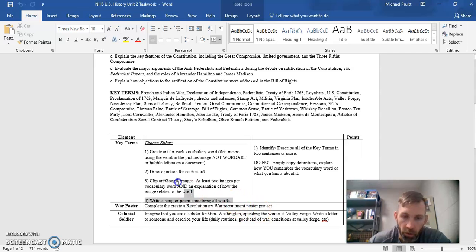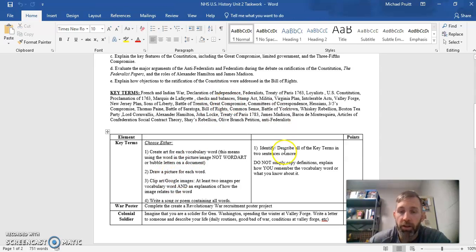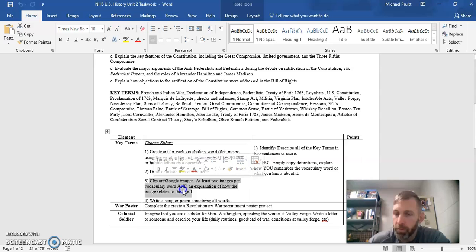You then also have to choose one of these activities from this box. So for each word, you're going to have 2 things. You're going to have a 2-sentence definition in your own words, and then something from this box. The easiest thing that I can suggest to you guys is to do the clipart/Google image assignment, because all you have to find is some images online. You can copy and paste those into a Word document, into a slideshow, whatever you want to do. And then you can also have your definitions there. Okay, so that's what I would do if it were me. But remember, you must do for each word a 2-sentence definition and then something from this box.